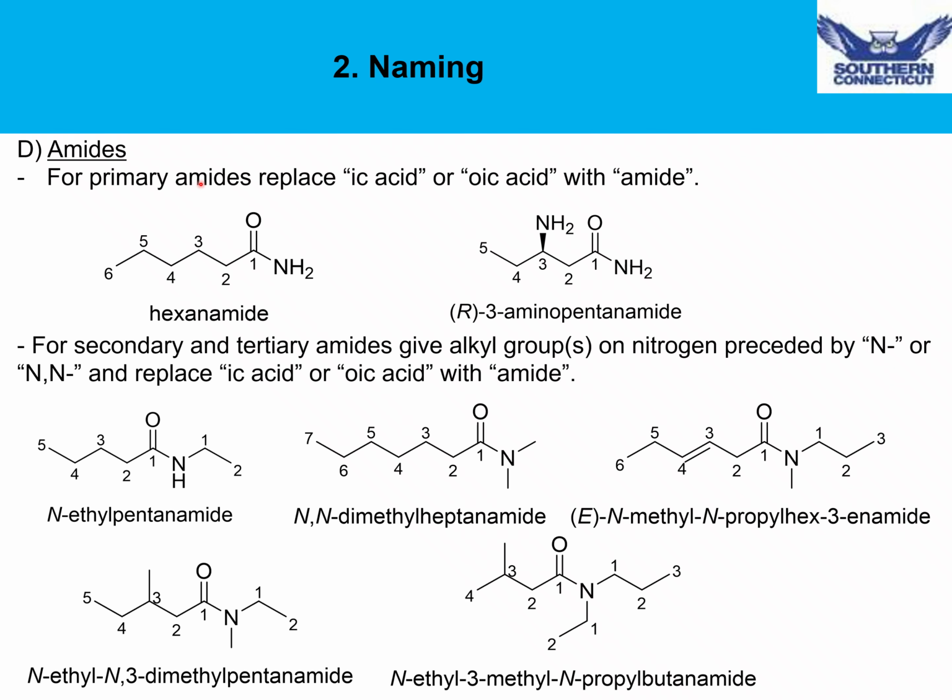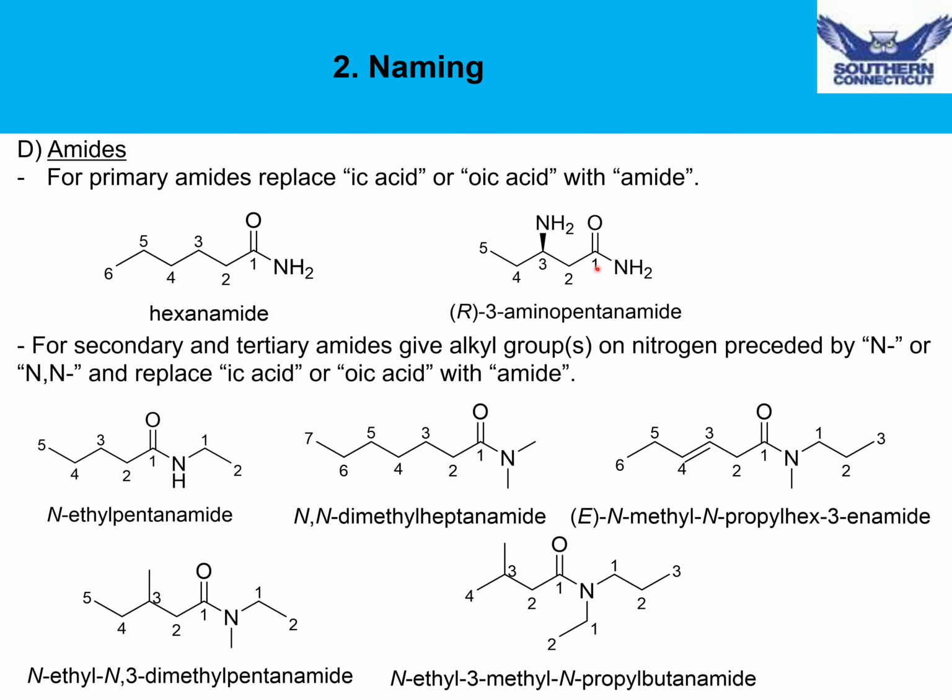Naming amides is slightly more complicated than the other acid derivatives. The way we go about it is, at least for primary amides, we simply replace the ic acid or oic acid suffix for a carboxylic acid with the suffix amide for amides. So as an example, if we have 6 carbons in the parent chain, and we have a primary amide, we would name this as a hexanamide to indicate there are 6 carbons and it is an amide.